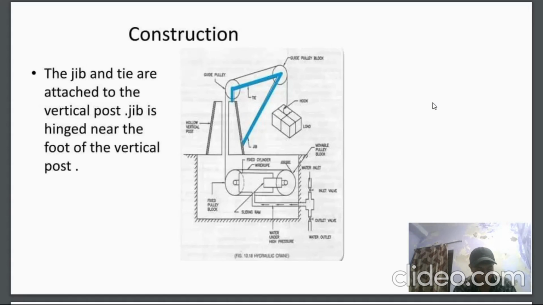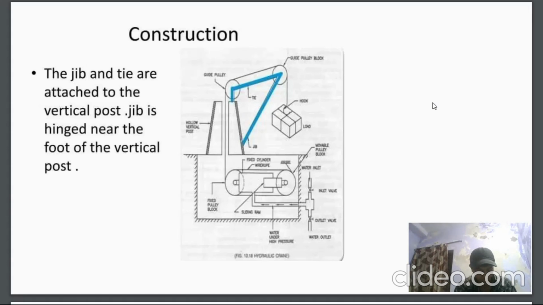The mast along with the jib can revolve about a vertical axis, and thus the load attached to the rope can be transferred to any place within the area of crane action. The jigger, which consists of a movable ram sliding in a fixed cylinder, is used for lifting or lowering the heavy loads.